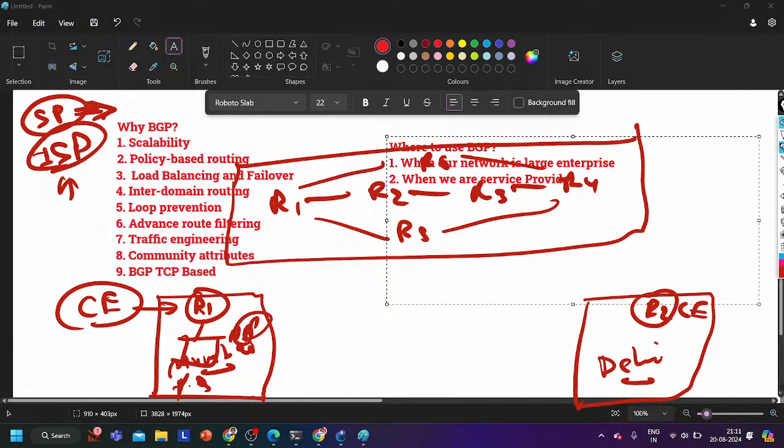As I showed you on the internet, there are multiple paths between 2 points, between 2 sites. In the same way, in the service provider network, we will have multiple paths. And all these routers are known as P routers, provider routers. These are provider routers.